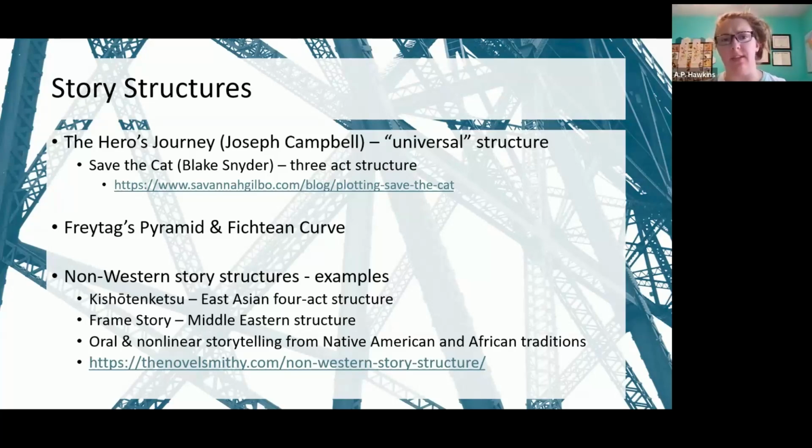I don't use Save the Cat myself, and I'm only marginally familiar with it, but I do know a lot of people find it helpful, and there are worksheets online that you can fill out following a Save the Cat structure.